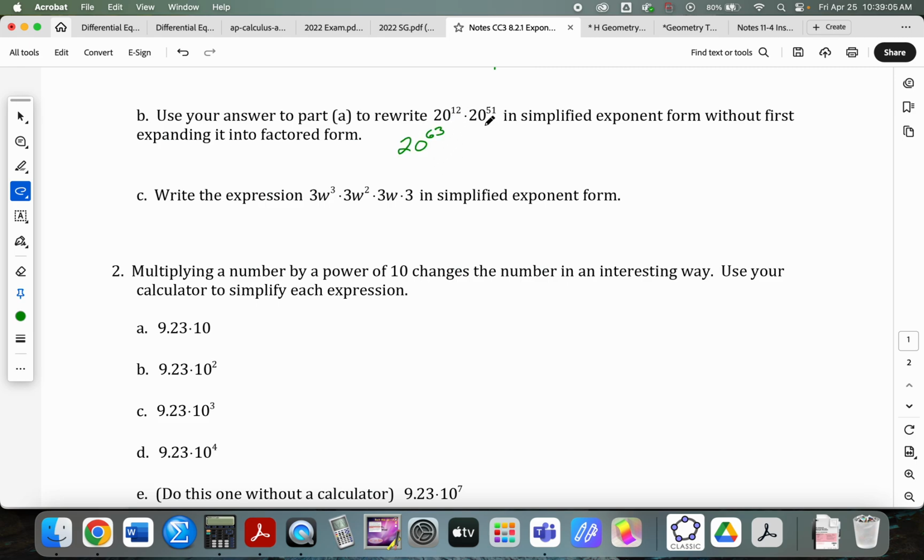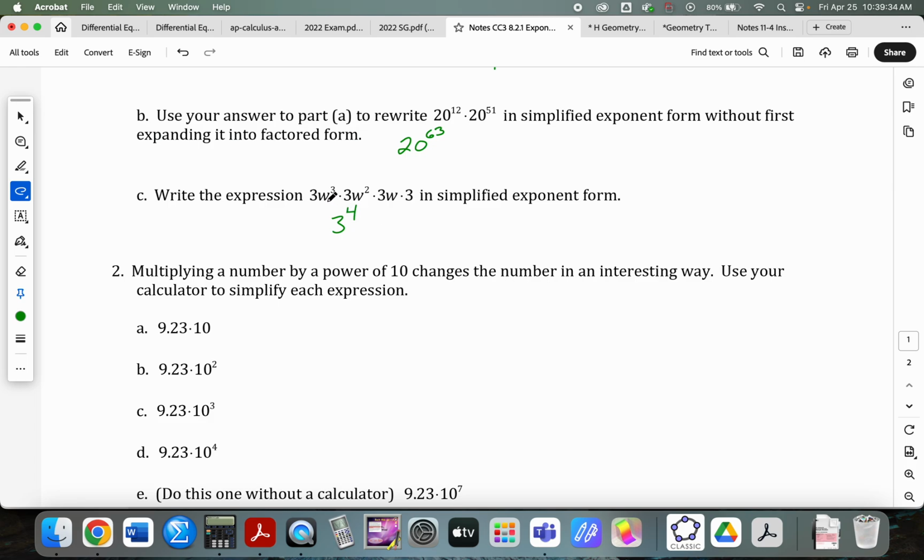We're multiplying two expressions with the same base. We'll keep the base and add the exponents. All right, what about this one? Notice not everything is quite the same here, but if we just pick out the 3's, it's going to be 3 to what power? 3 to the 4th power, because we have 3 times 3 times 3 times 3.